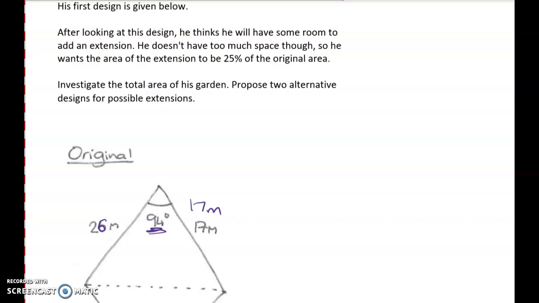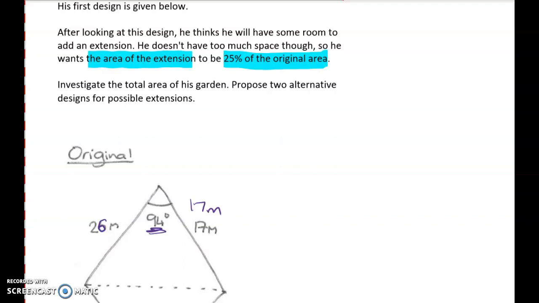So after looking at this design, he thinks he'll have some room to add an extension. But he doesn't have too much space, so he wants the area of the extension to be 25% of the original area. Investigate the total area of his garden and propose two alternative designs for possible extensions.